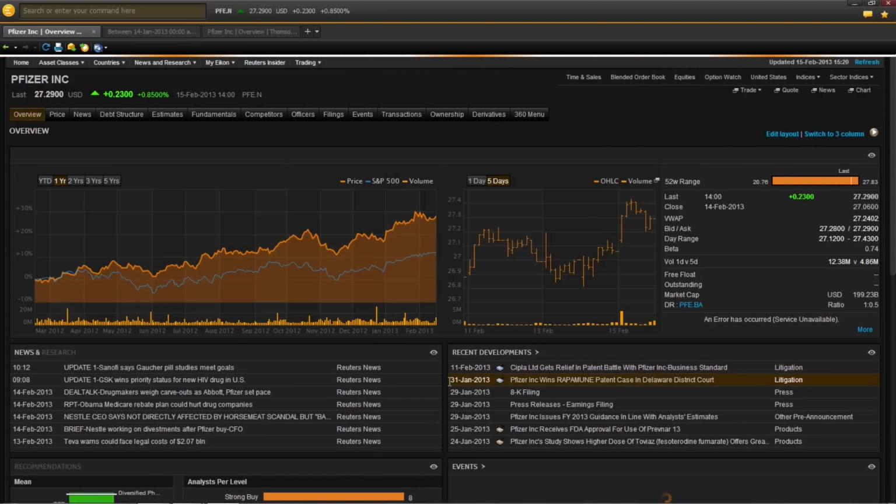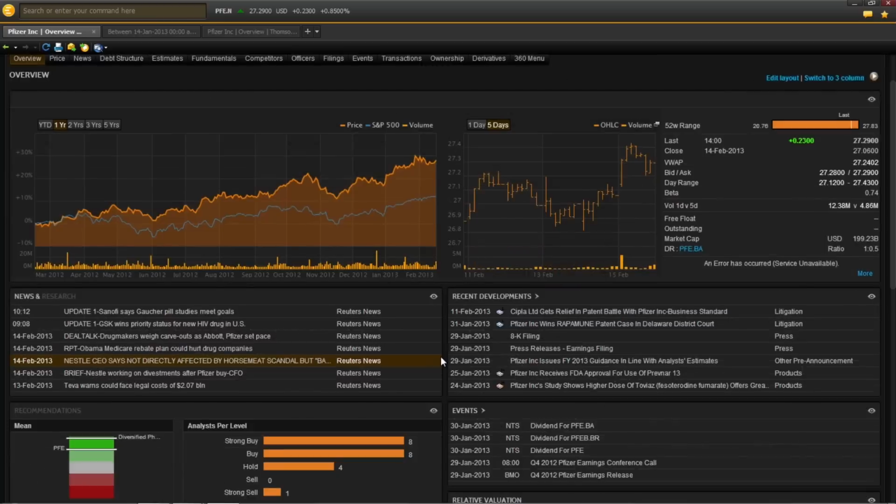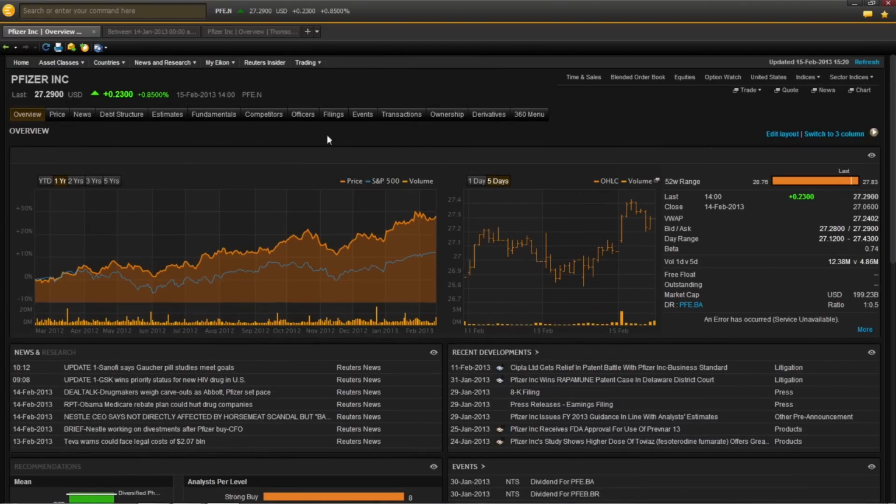Now from this screen, I'm going to be able to take a look at Pfizer and all of its metrics in one simple place. In fact, I can actually scroll down and find individual news and research related to the Pfizer stock or its peers.